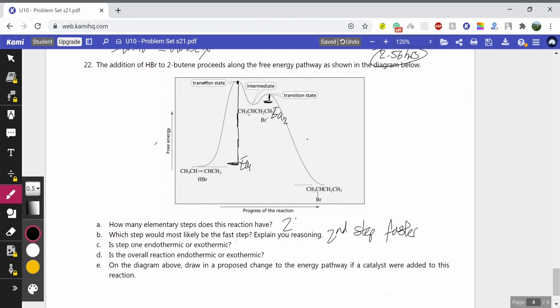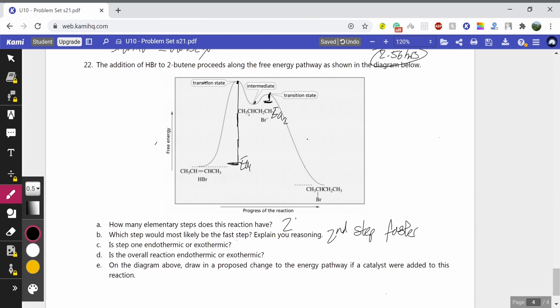Now how do you know where to draw the Eas? First we start with our reactants and go all the way to the transition state. Then it dips down to the intermediate and then starts rising again. So our second Ea will be from the intermediate to the second bump. And that will be the second Ea when you're looking at multi-step energy profiles.